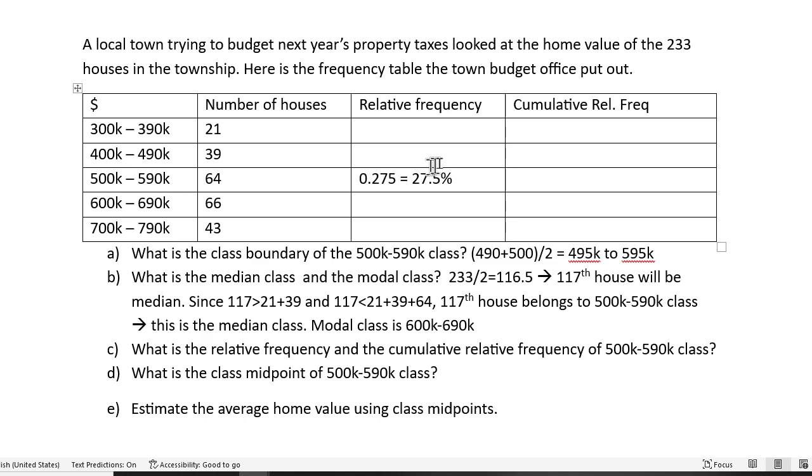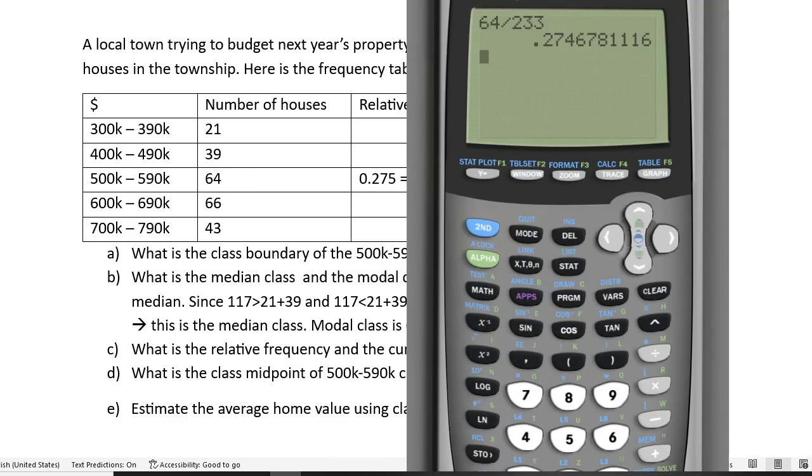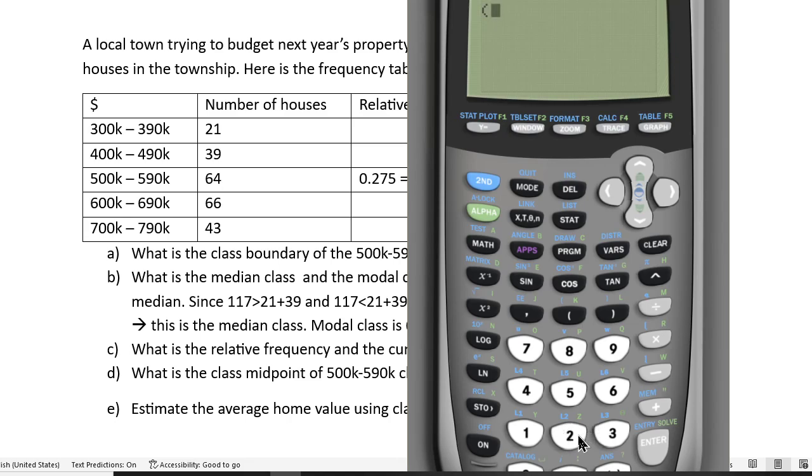Okay. And often you're asked to write the relative frequency in terms of percentages, so you should know how to convert it. Now, what is the cumulative relative frequency then? Well, that's the relative frequency of not just this class, but including everything before it. So it's really 21 plus 39 plus 64, which is 124. And then you divide that by 233. So let's do that: parenthesis, 21 plus 39 plus 64, and then you divide it by 233. Forgot to put a division there.